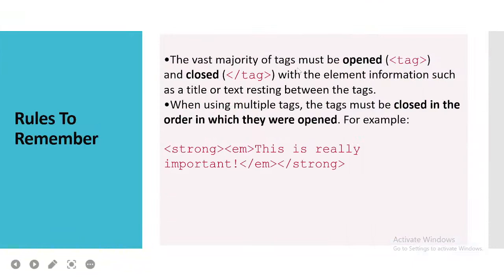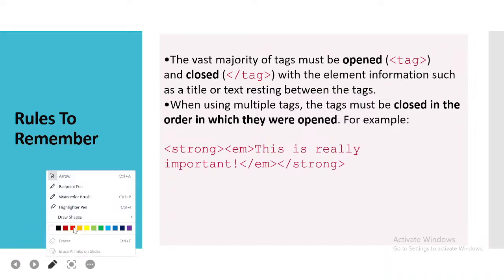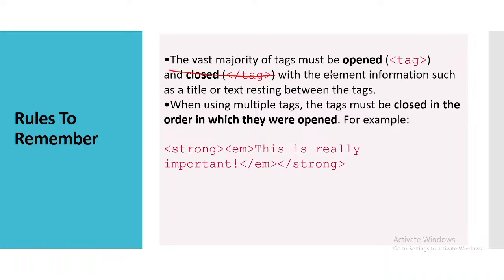Okay, so these are some of the rules which we have to remember while using these attributes and the tags. The vast majority of the tags must be opened. So see here, just now I told you almost all the tags have the open tag and the closed tag. So a tag is going to be opened like this, so we are going to specify the name of the tag here, and the tag is going to be closed by using this forward slash followed by the tag name.